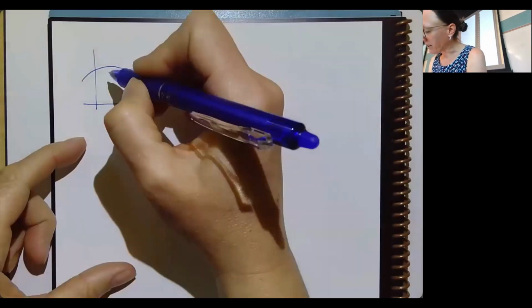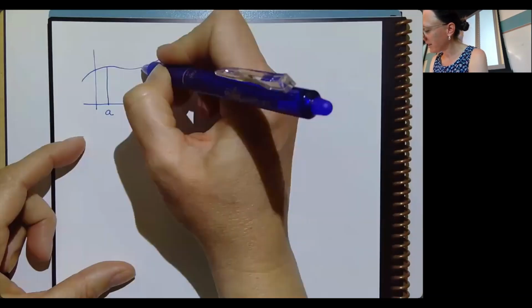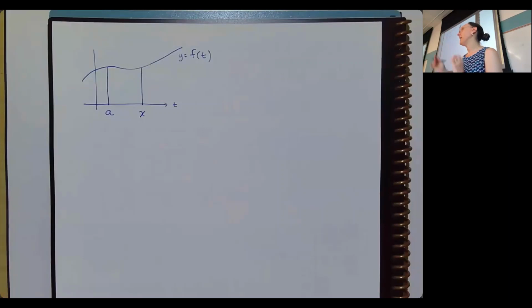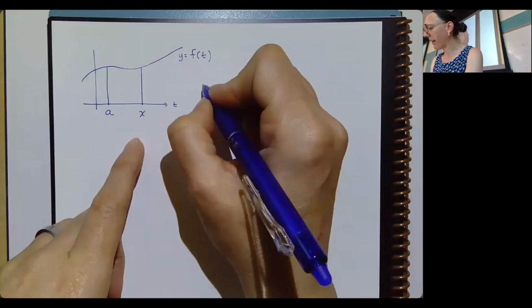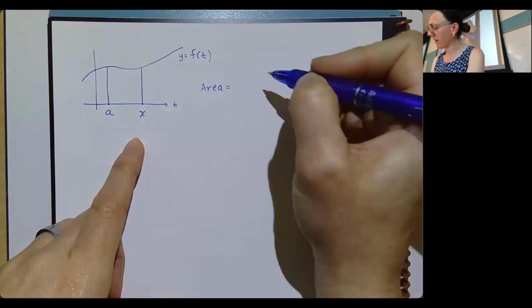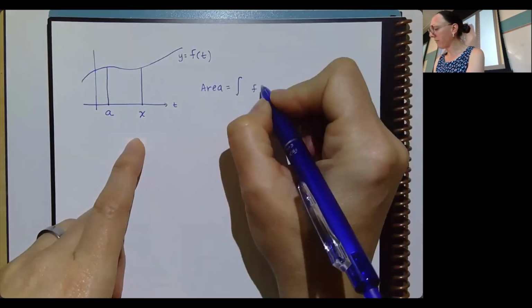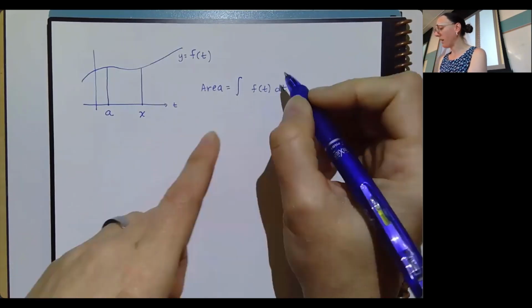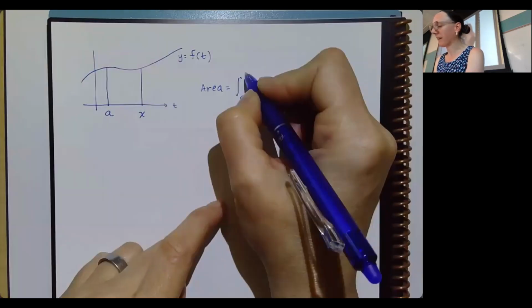And I want to find the area from t equals a to t equals x. Now, using our new definite integral notation, I can write that area as the integral of f of t, that's my height function, times dt, that's my little bit of a base function. I'm adding these up from a to x.